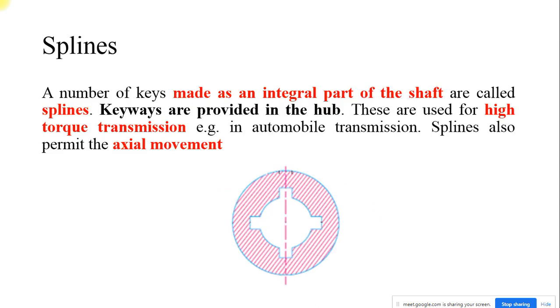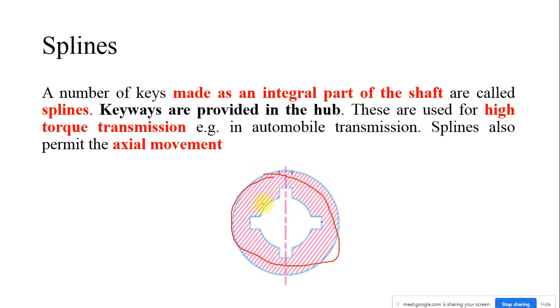Last but not the least is the splines. A number of keys made as an integral part of the shaft are called splines. So when it comes to splines, we can say it is nothing but a number of integral parts of a shaft. The slots are cut in the shaft. You can see here one sectioned place. You can take this as a hub.